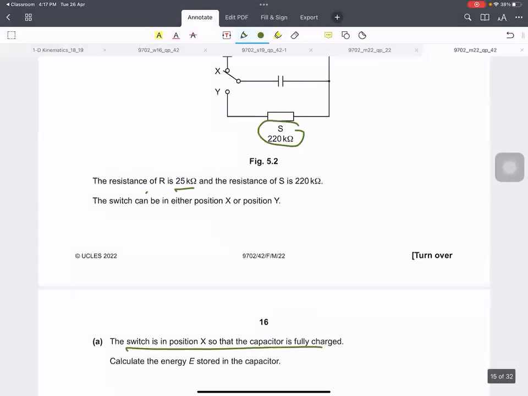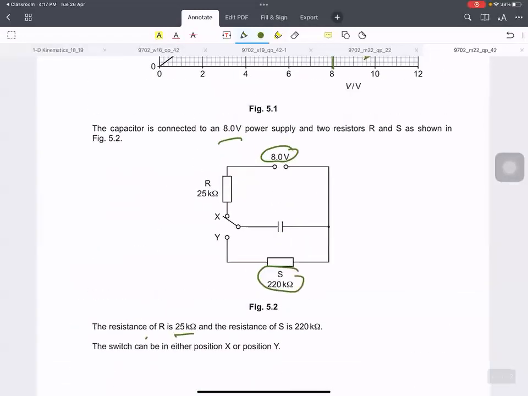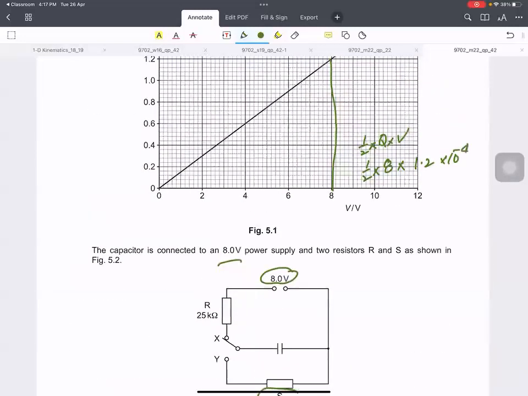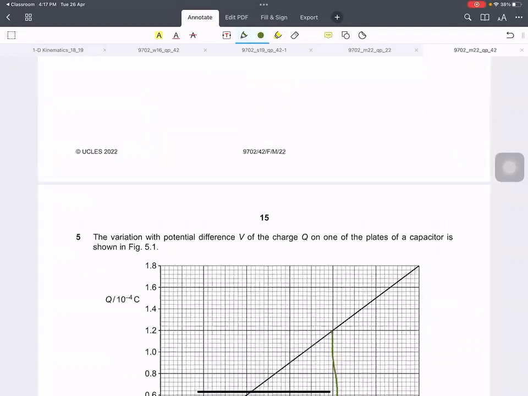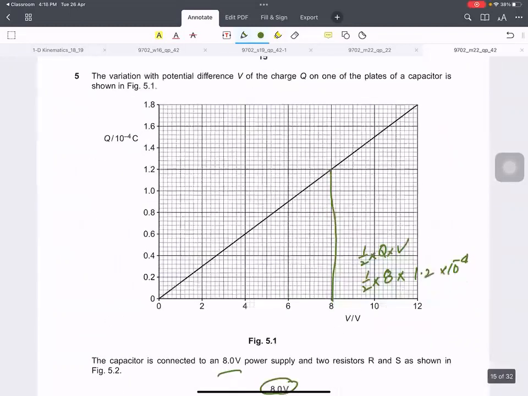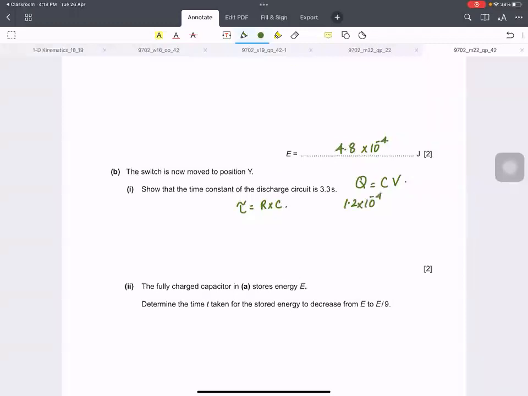We don't have Q, right? Did we find Q somewhere? Yes, 1.2 is from the graph, isn't it, sir? You're right. This is simple then. It was 1.2 times 10 raised to power minus 4. And V, this is 8. So what is the capacitance then? Why didn't you two tell me this earlier?